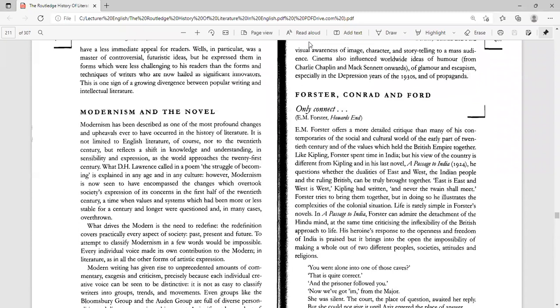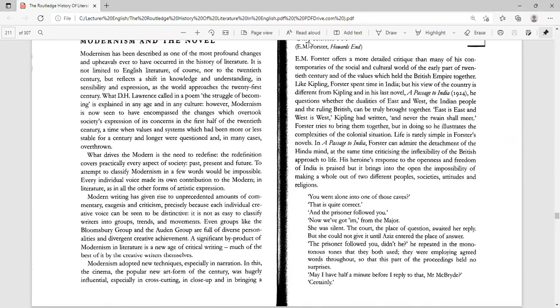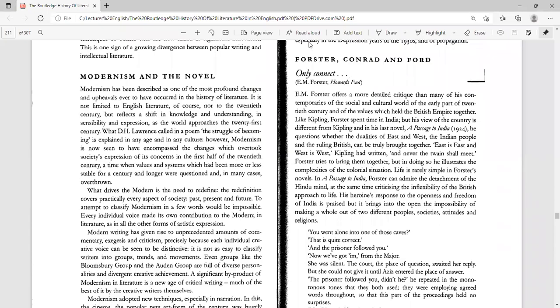So, if we begin with E.M. Forster, Joseph Conrad, and Ford Madox Ford, we can say E.M. Forster offers a more detailed critique than many of his contemporaries of the social and cultural world of the early part of the 20th century.